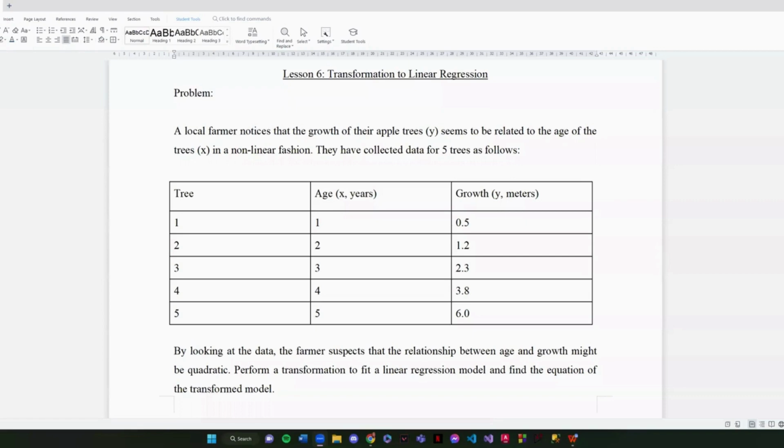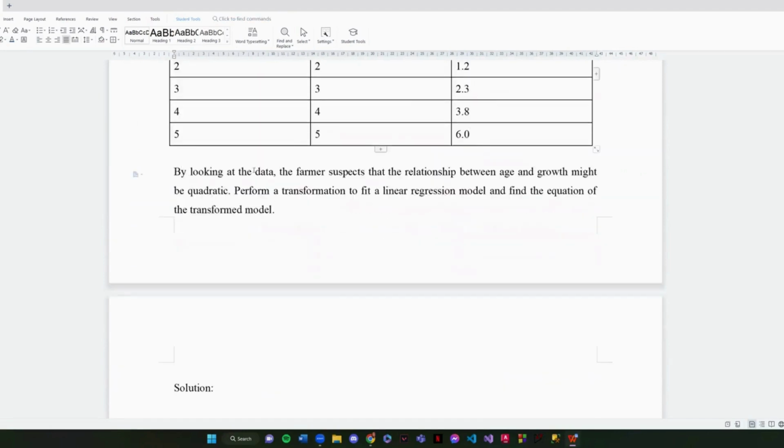So for topic 6, we have the transformation to linear regression. We have a problem that a local farmer notices that the growth of their apple trees seems to be related to the age of the trees in a non-linear fashion. They have collected data for 5 trees as follows. We have the age and the growth in meters. By looking at the data, the farmer suspects that the relationship between age and growth might be quadratic. Perform a transformation to fit a linear regression model and find the equation of the transformed model.